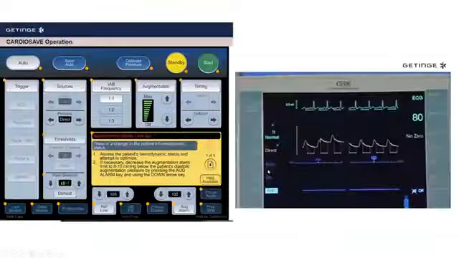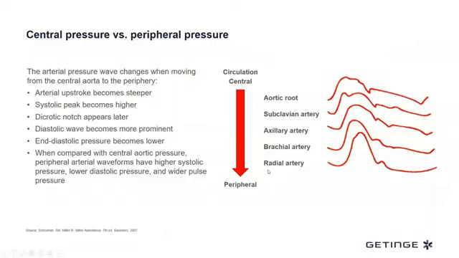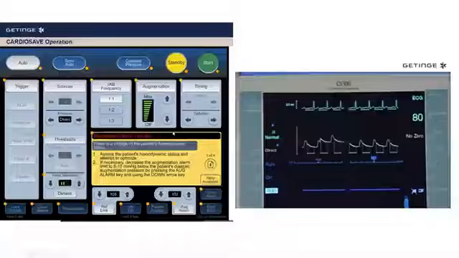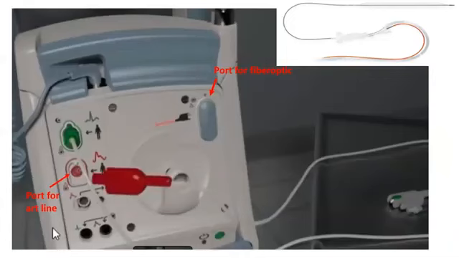So you can use a radial line, but the waveform will become suboptimal, and the augmentation adjustment based on that waveform may become suboptimal. But that could be the only thing you can do short of replacing your whole balloon pump if your arterial lumen is clotted and you don't have a fiber optic line.